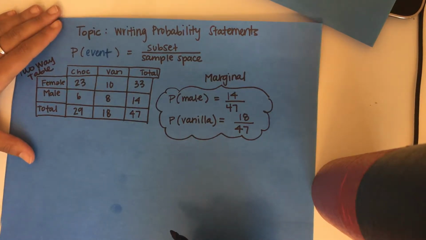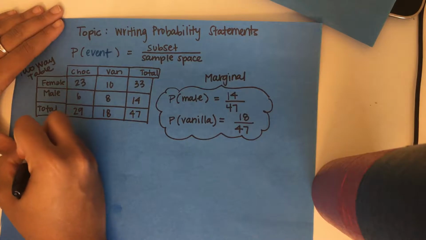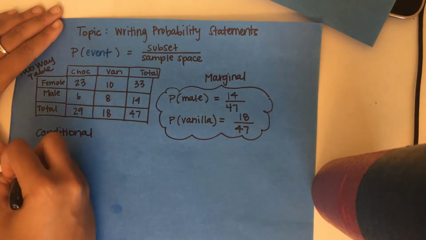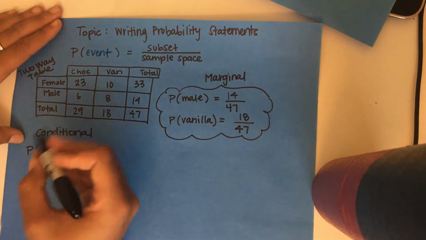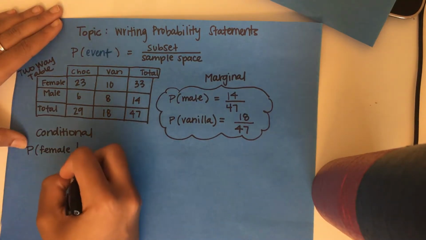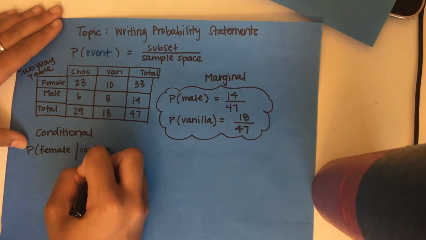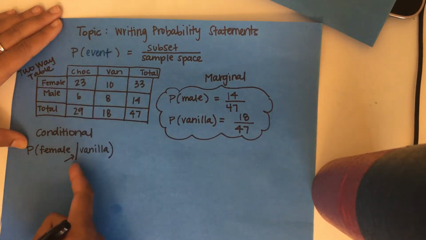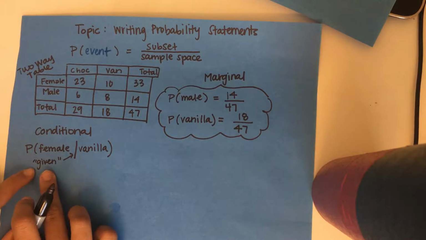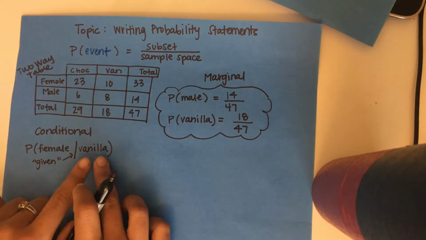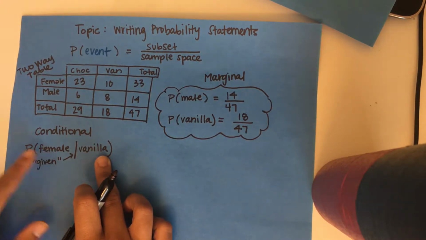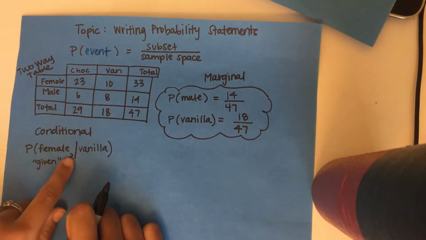Another example of a probability statement that we could write from this data is a conditional probability. So we have, perhaps, what is the probability that someone is female given they like vanilla. And remember, this bar means in words "given." It kind of helps us read this out loud. Maybe out of all the people who like vanilla, how many of them are female? Or again, what is the probability that someone is female given they like vanilla?